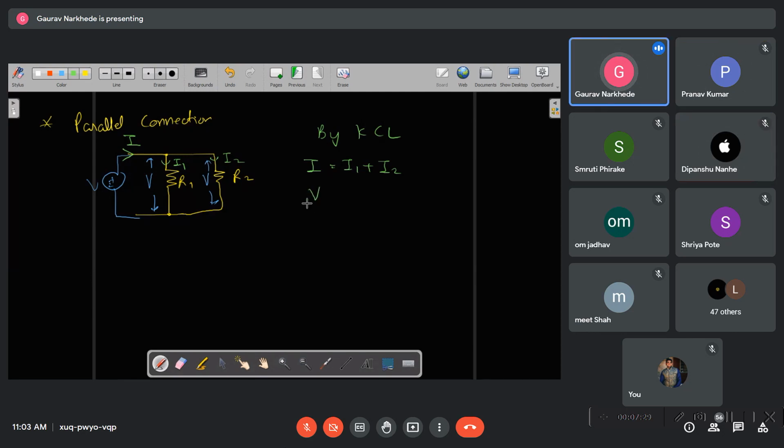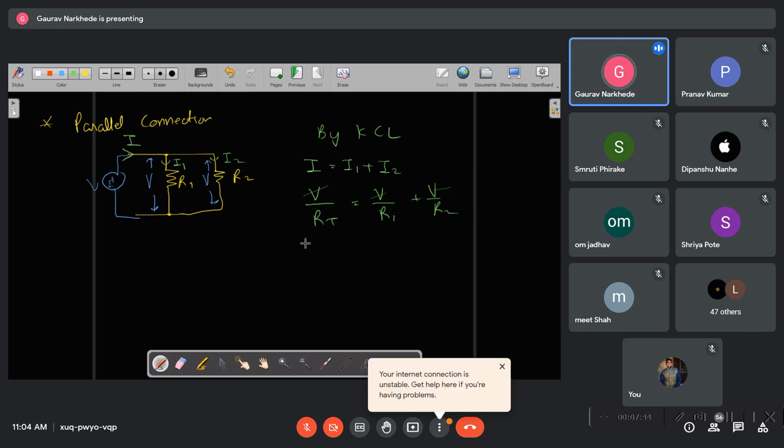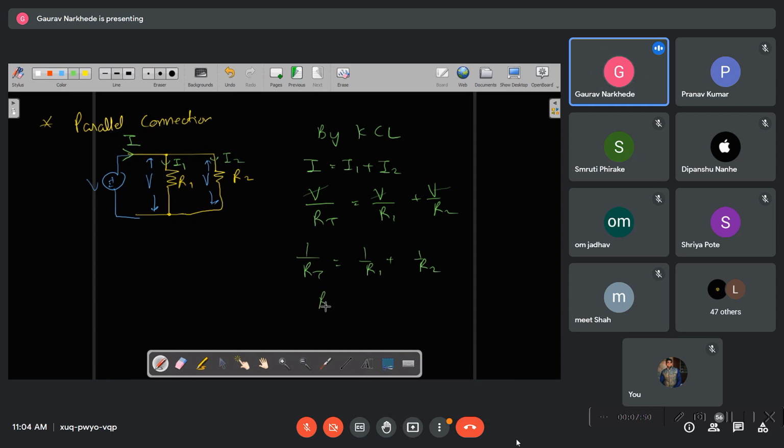So what is this? This is nothing but total voltage divided by total resistance, right? This is voltage divided by resistance 1 plus voltage divided by resistance 2. So we will get 1 by RT is equal to 1 by R1 plus 1 by R2, so RT will be R1 into R2 divided by R1 plus R2. Is it correct?